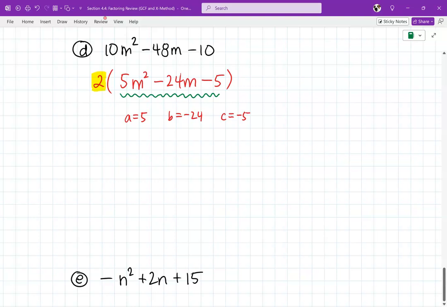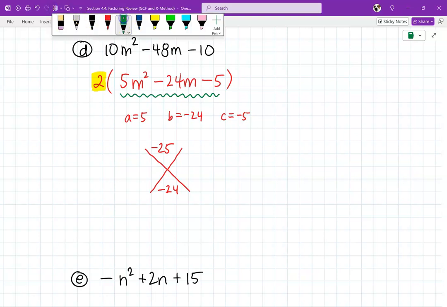Okay? That's dealing with only the little squiggly part, right? The little trinomial inside. So let's do the X method. So A times C. 5 times negative 5 is negative 25. And then B goes on the bottom, so that's negative 24. What two numbers multiply to a negative 25 and add up to a negative 24?